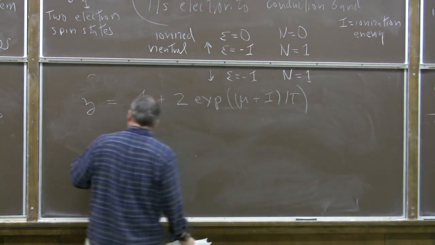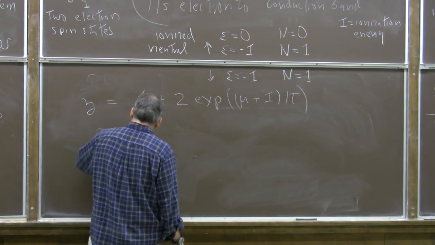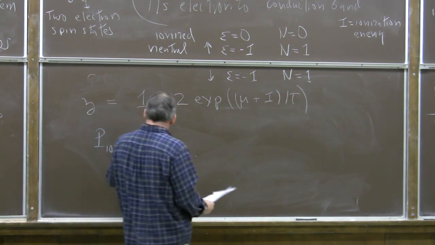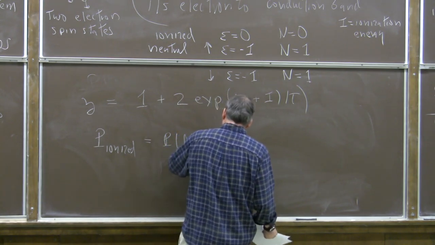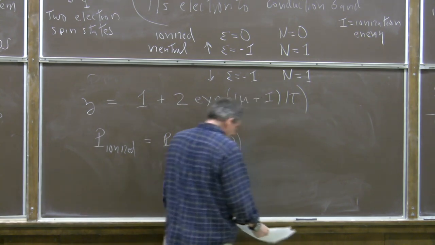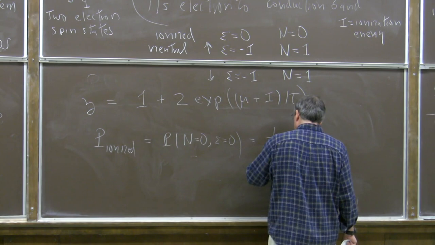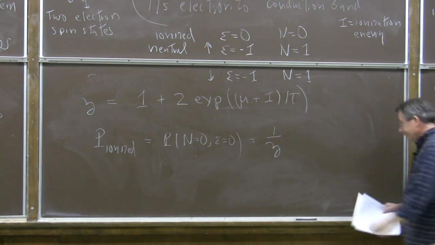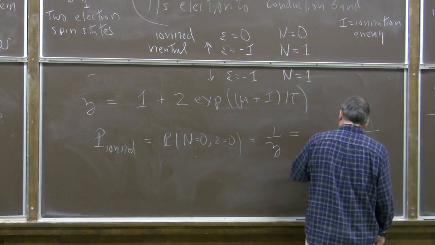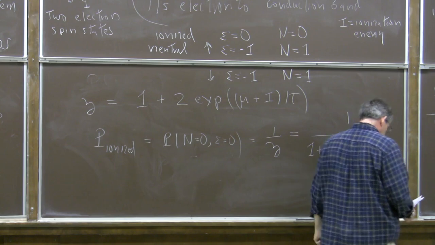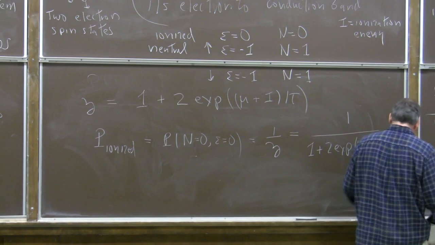And so the probability of being ionized, that's the probability of being in the state with zero particle number and zero energy, for which the Gibbs factor is 1. So that's just 1 over z times 1. Okay? So it's the reciprocal of this script z I just wrote down, 1 over 1 plus twice the exponential of chemical potential plus ionization energy divided by tau.